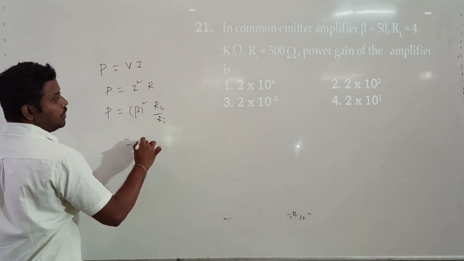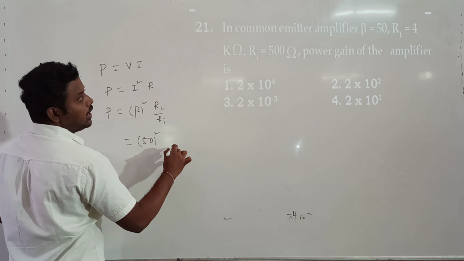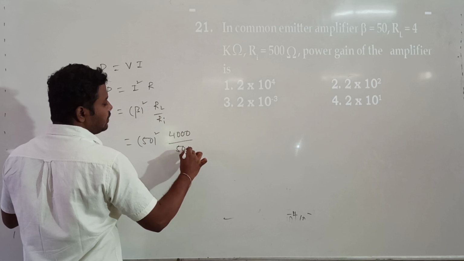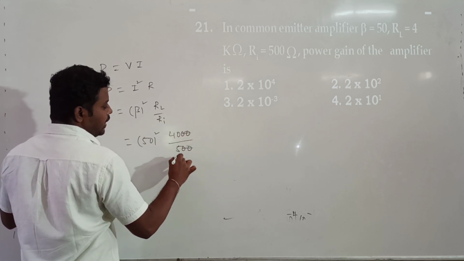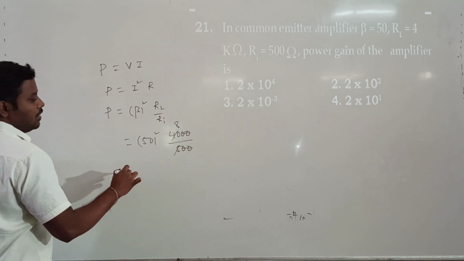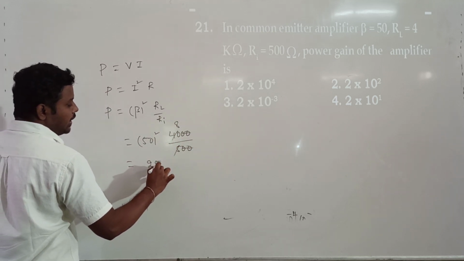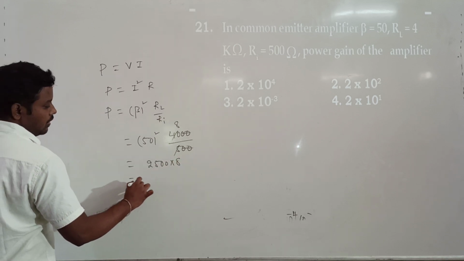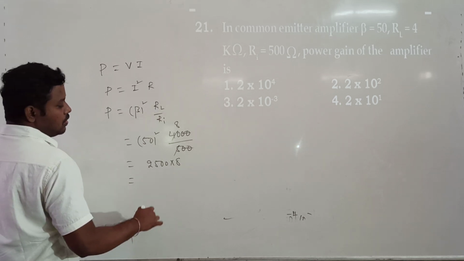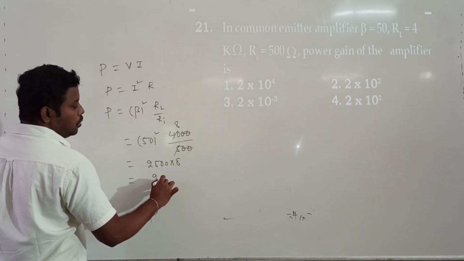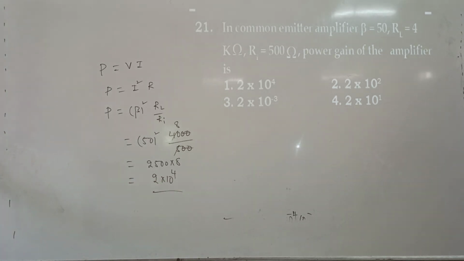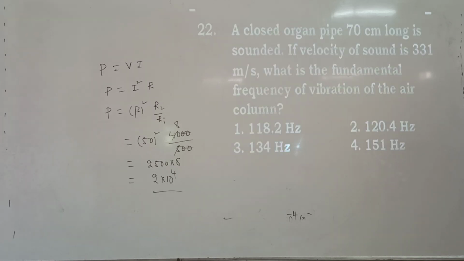So what is the beta value? 50 whole squared, into RL value 4 kilo ohms, 4000, by RI value 500. The zeros cancel. Here what will we get? 5 ones are 5, then this is 2500, into 8, that is 20,000. So what will I get as the answer? That will be equal to 2 into 10 to the power of 4. Okay? Power gain, resistance gain, voltage gain, current gain relation. Question number 21 is this. Next one, question number 22.